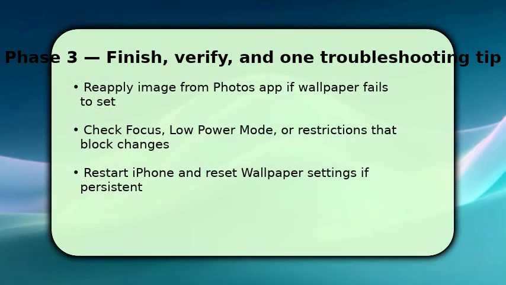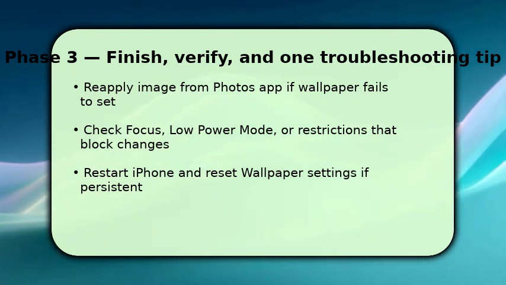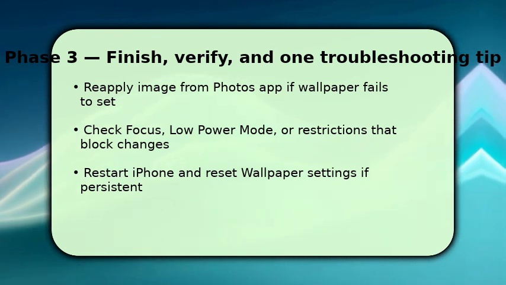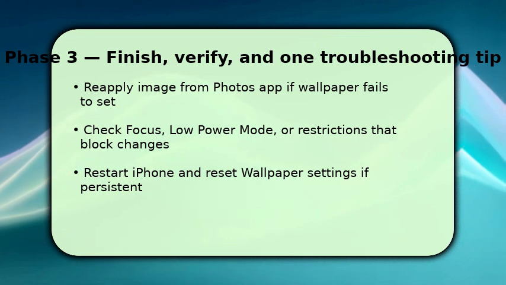You finish by troubleshooting any failures and confirming the result. If the wallpaper won't apply, open the Photos app, tap Share, and use as wallpaper to bypass settings. This can resolve permission glitches.